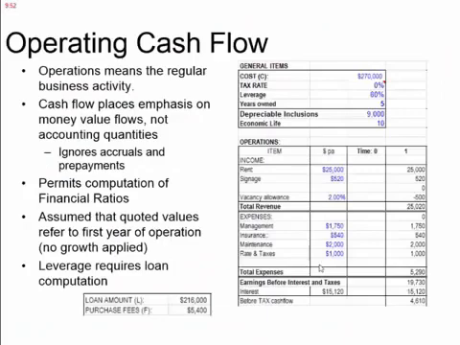Now we move on to the operating cash flow. Operations means a regular business activity. That's a year by year. Now, for an investment property, that means the regular collection of rents, the regular payment of costs, and other cash inflows and outflows that happen.